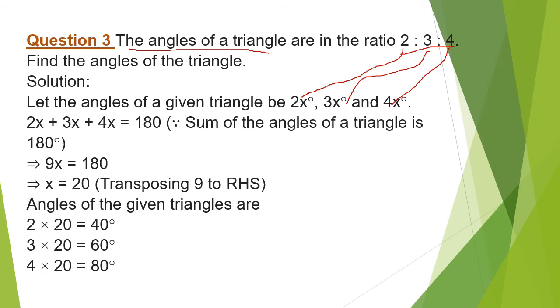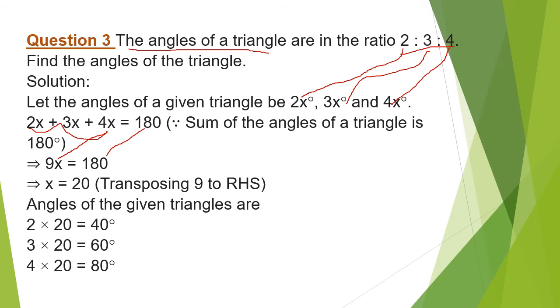Children, now let us add those terms. 2x plus 3x plus 4x equals 180 degrees. Children, do you know why it is 180 degrees? The sum of the three angles of a triangle is always equal to 180 degrees. So if we add all these three angles, 2x plus 3x plus 4x, the sum is always equal to 180 degrees. 2x plus 3x is 5x, 5x plus 4x is 9x. So if we add these x terms, we get 9x, which is equal to 180.